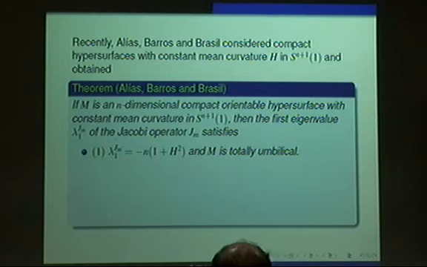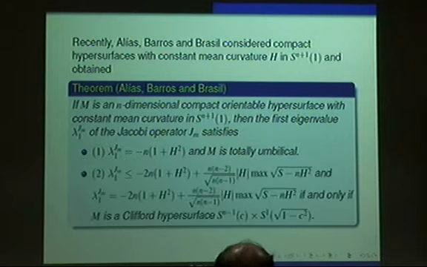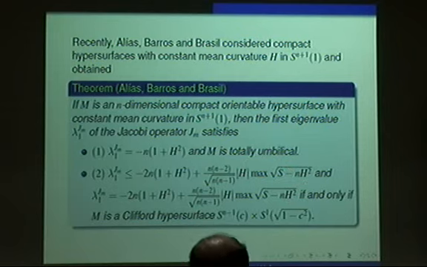The second result gives that the first eigenvalue of the Jacobi operator satisfies this inequality. Here the capital S denotes the squared norm of the second fundamental form, and H means mean curvature. The inequality becomes an equality if and only if M is a Clifford hypersurface.